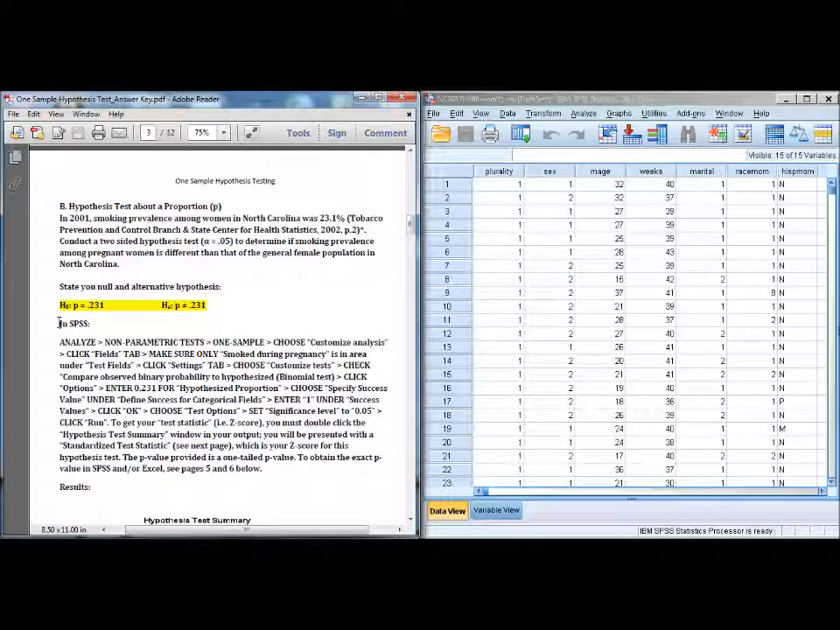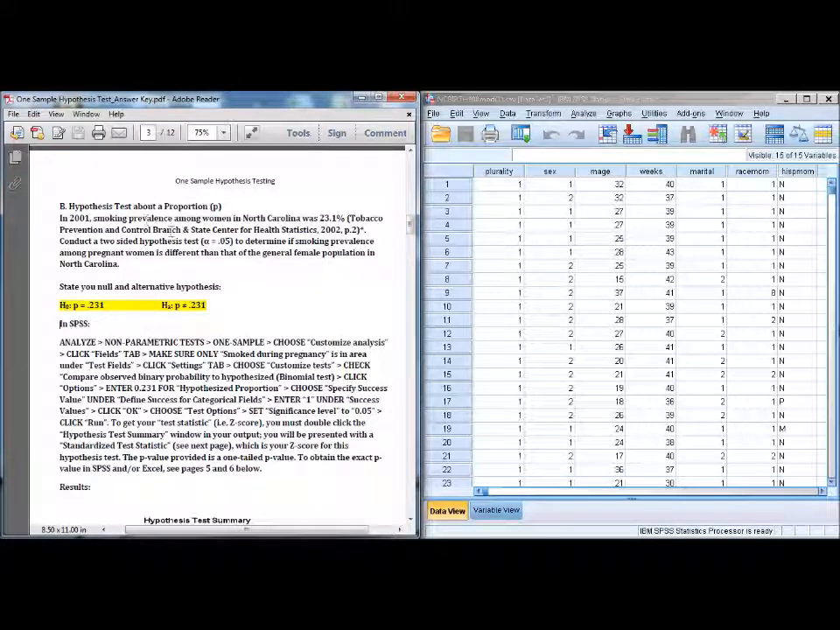And what we would like to know now, basically, is how unlikely would it be to obtain a sample with a proportion of 14.3%. A sample of 800. How unlikely would it be to obtain a sample of 800 mothers, a random sample, with a proportion of 14.3% if the true population value was 23.1%.